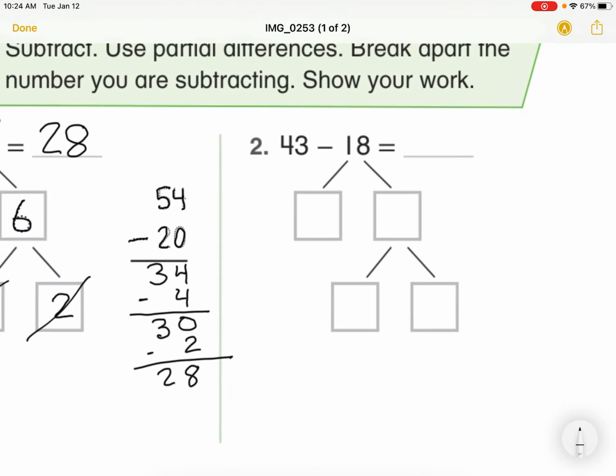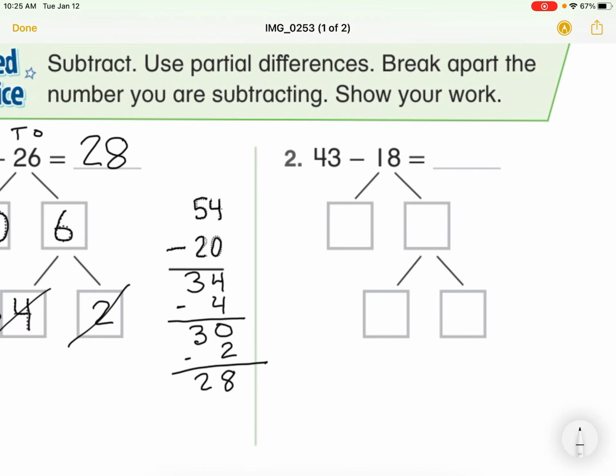Let's go ahead now and look at problem 2. So problem 2 is 53 minus 18. So my first step is to break apart the 18. So my number 18, I know I have 1 10 and 8 1s. So I have a 10 and 8 1s. My next step now is to subtract these two numbers, 43 and 10. So I'm going to go ahead and write my problem over here. 43 minus 10.